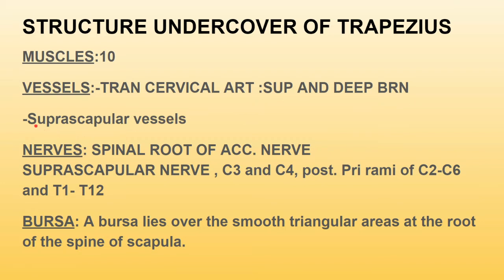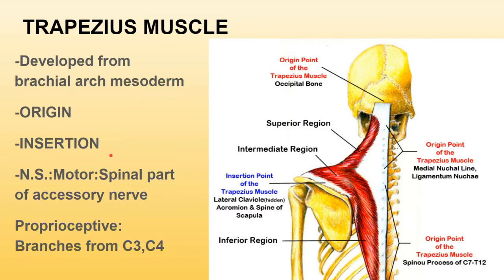And the last is the suprascapular vessels, also present under cover of this. Now the nerves. Nerves are the spinal root of accessory nerve. Okay, now if you remember, this nerve only supplies the motor part of the nerve supply of this trapezius muscle. So it is also present under cover of this muscle.